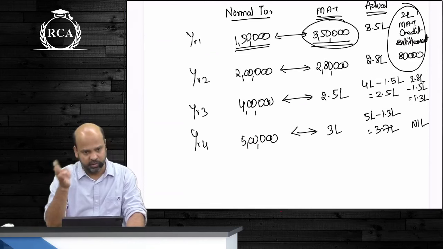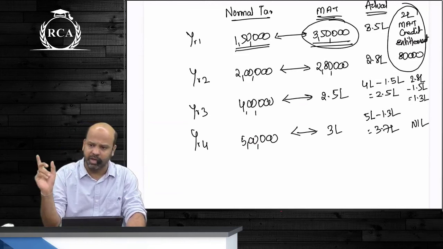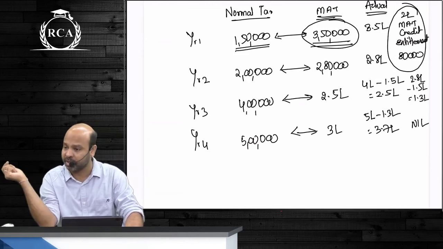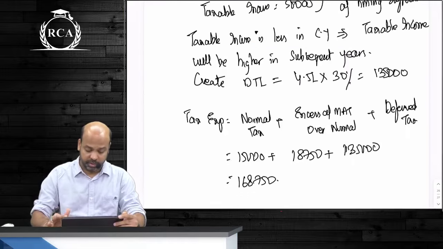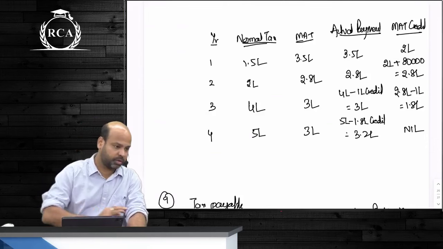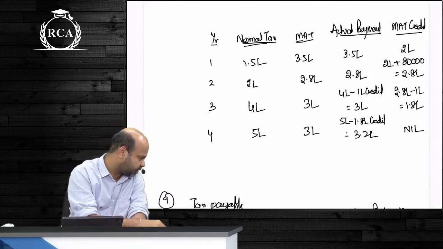Whatever we have learned so far, the same procedure will apply for computation of deferred tax asset or deferred tax liability, even if a company is subject to minimum alternate tax. Are we clear about this? Yes or no? So that's the end of this revision.